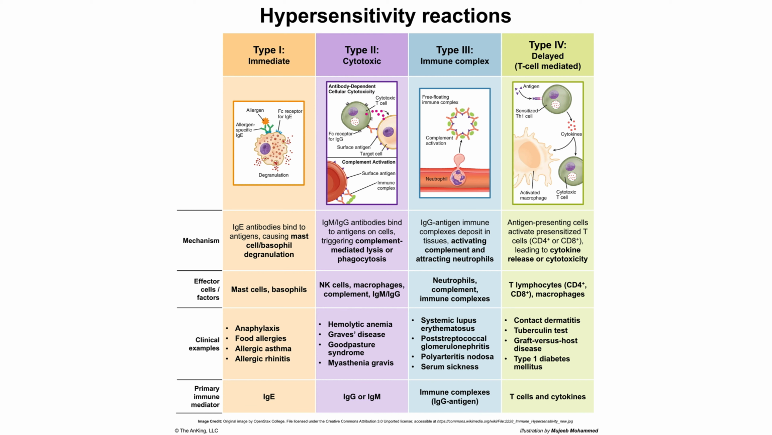Mnemonic for the 4 types of hypersensitivity: ACID. A for allergic, type 1 IgE, immediate allergies. C for cytotoxic, type 2 IgM attacking cells. I for immune complex, type 3 immune complexes stuck in tissues. D for delayed, type 4 T cell mediated, takes days to develop.